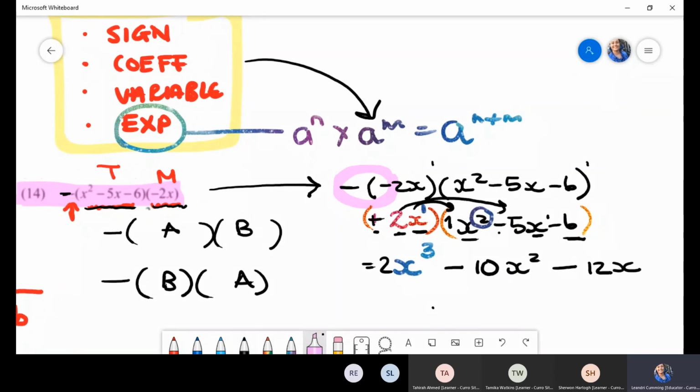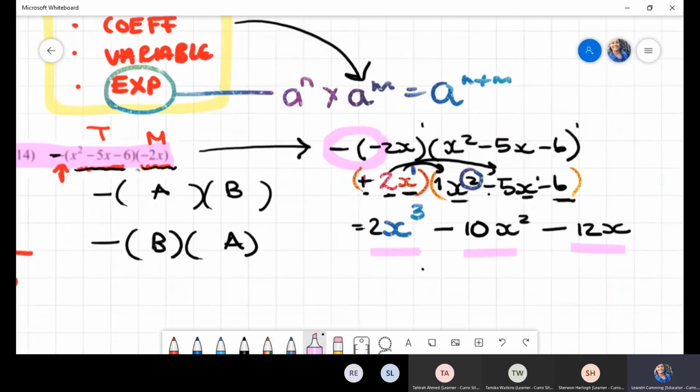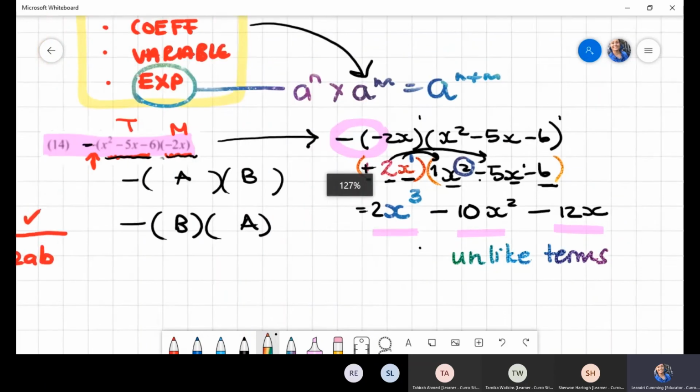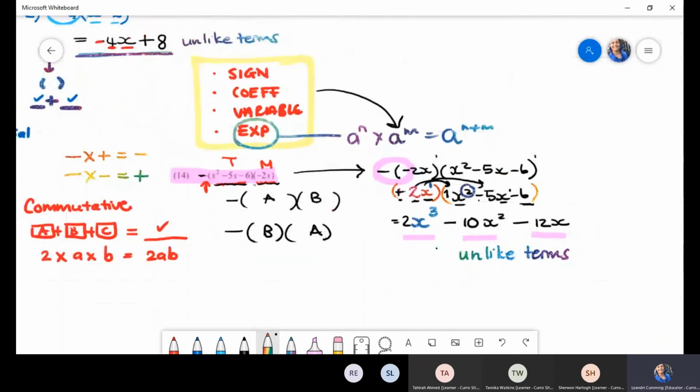And then let's look at our final answer. Can I add anything together here? No ways, because they're all unlike terms, so I will leave it as it is. So where do my marks lie? My marks lie in my application of my distributive law. My marks lie in treating my exponential laws with care and treating my signs with care.